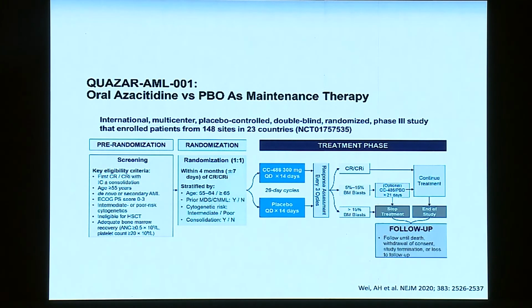So the natural history of MRD and what makes it play a major role. It came from the QUAZAR AML-001 trial. All of us are aware of this trial. It was published in the New England Journal of Medicine.